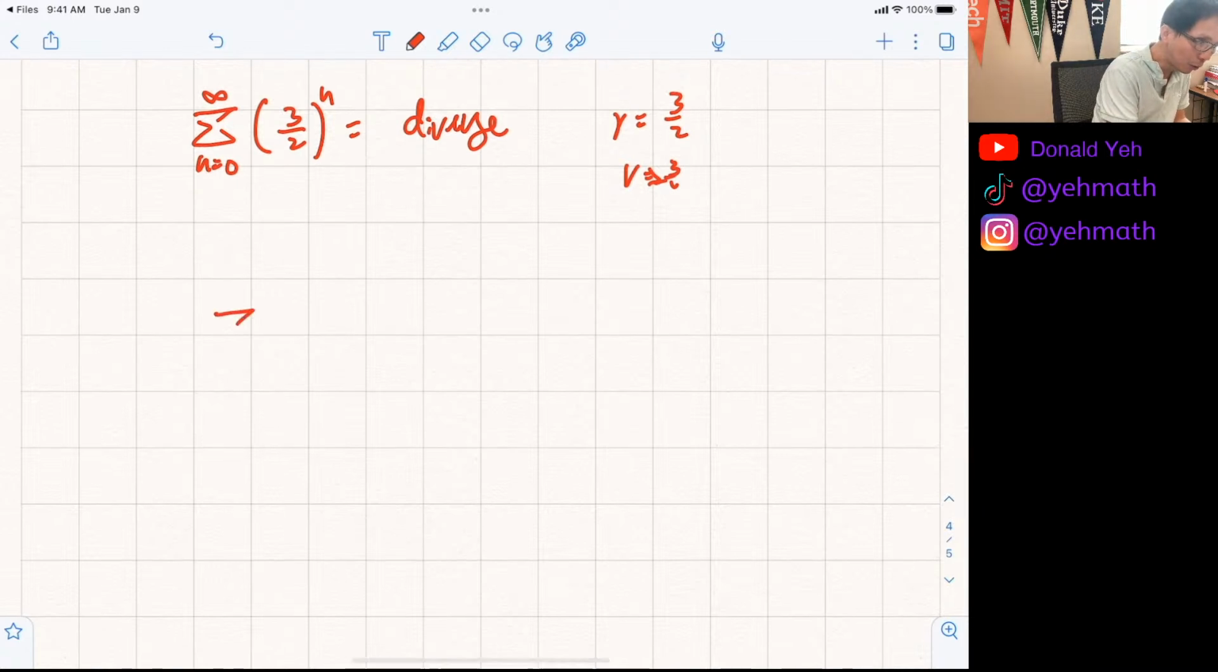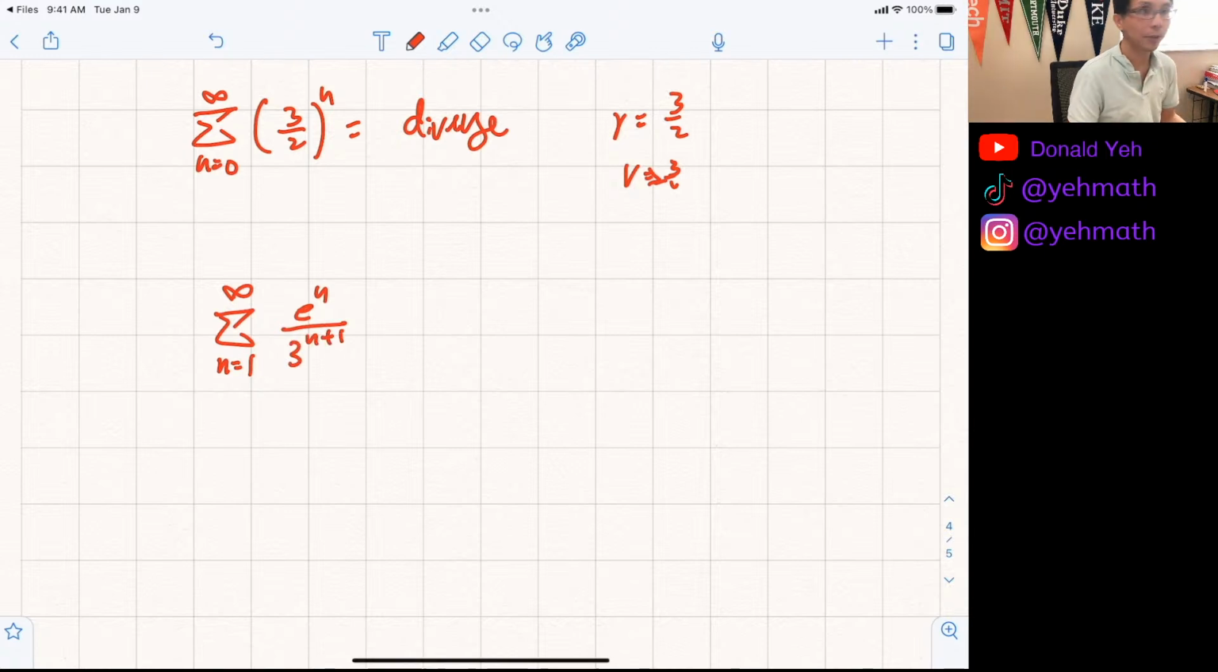Okay, so one of the homework questions is a little bit hard, you want to think about this as well. So e to the n over 3 to the n plus 1. You want to think about this.